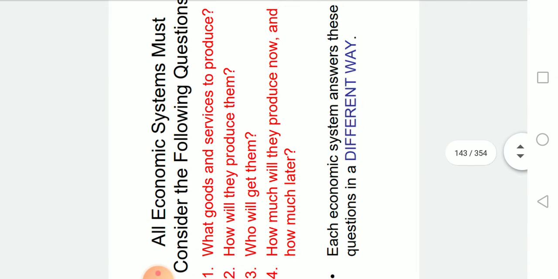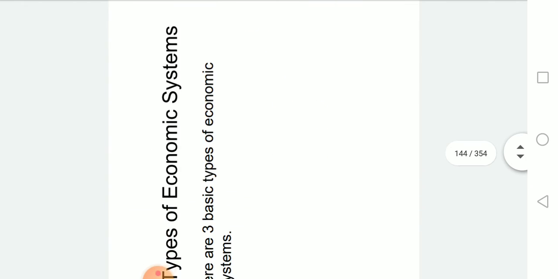All economic systems must consider the following questions, and they are very important for any society. What goods and services to produce, what we are going to produce in my society, how will they produce them, who will get them, how much will they produce now, and how much later. Each economic system answers these questions in different way.